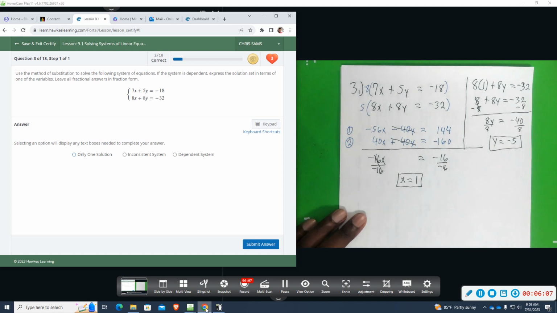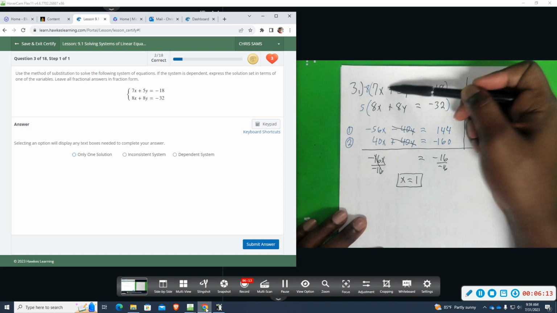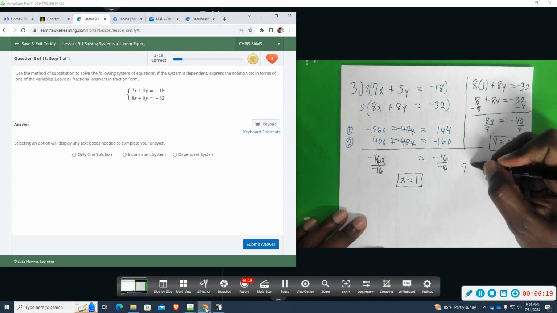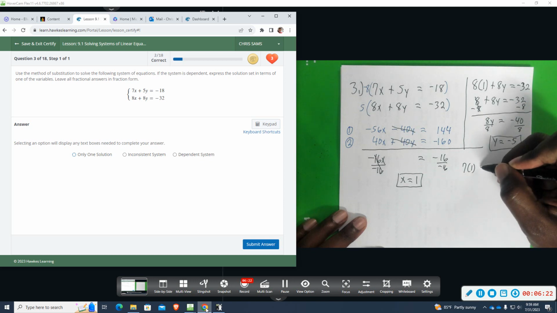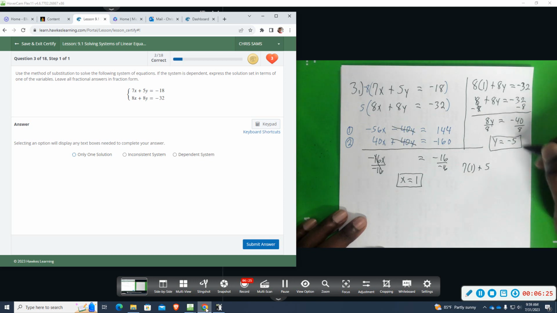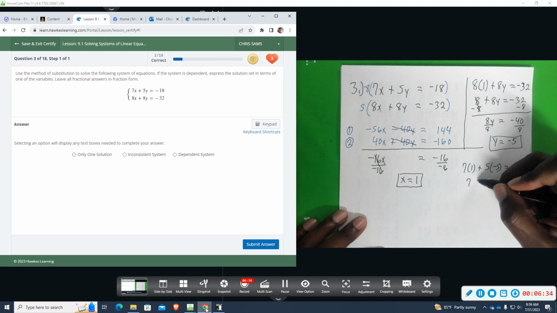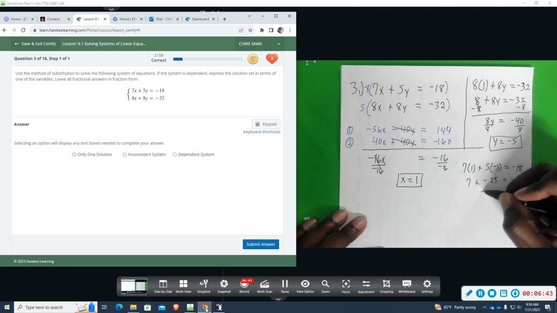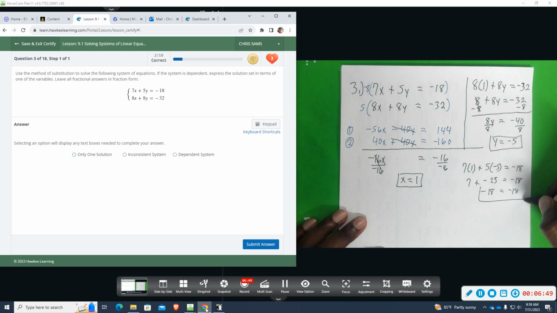Okay, at the end, to completely verify, if you plug in both x and y to the opposite equation and make sure you get negative 18, that tells you you're surely correct. So a final check would be 7 times 1 plus 5 times a negative 5. Does that equal negative 18? That's what we're asking. So we get 7 plus a negative 25. Does that equal negative 18? And surely it does. 7 and negative 25 will give you negative 18. And that equals negative 18. So you know it checks out.